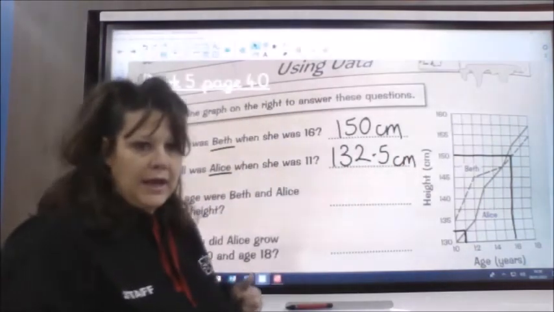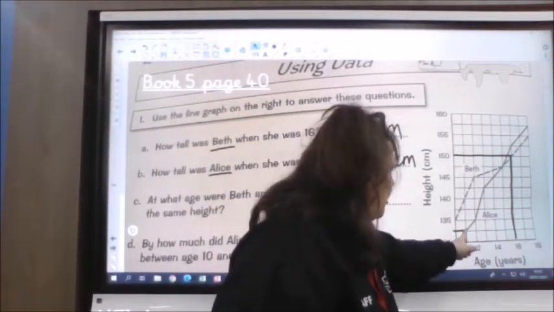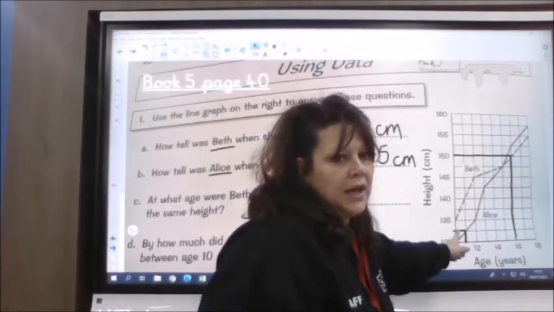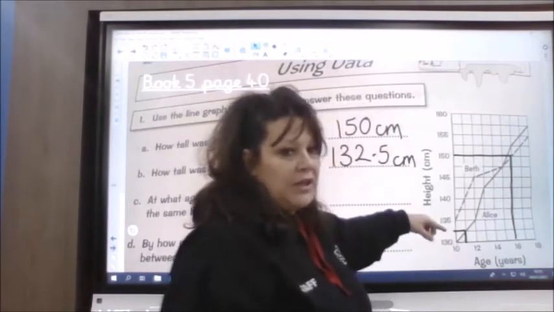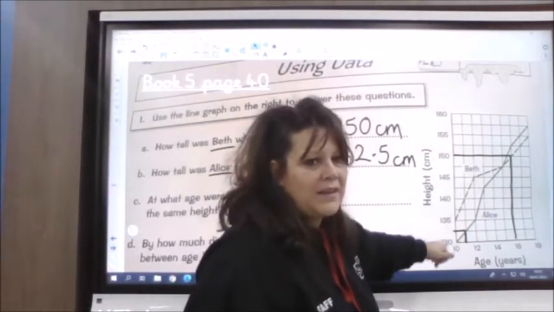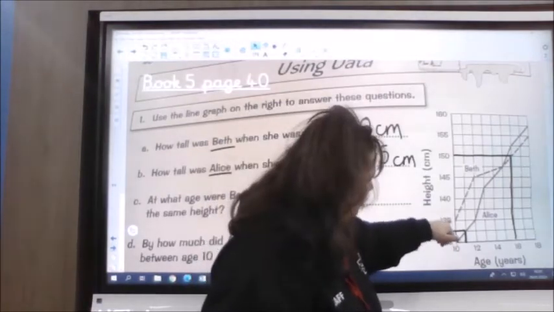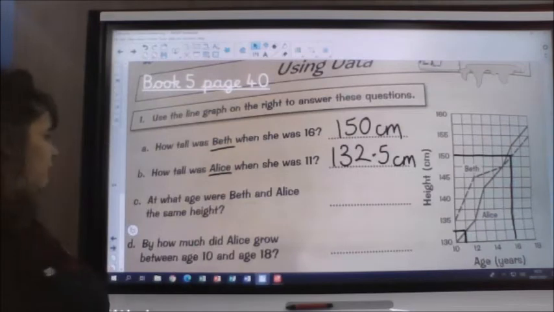centimetres. Okay, so there was the 11 going up across to my scale over here, and just like we did on the previous one, we have to work out what is my scale going in. Okay, I've got to there, it's halfway between, what is it? So well done if you got that right.